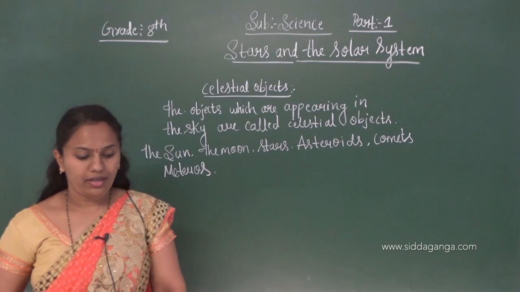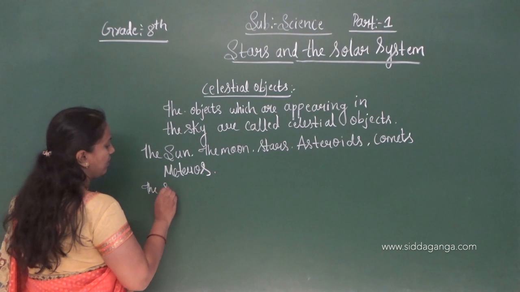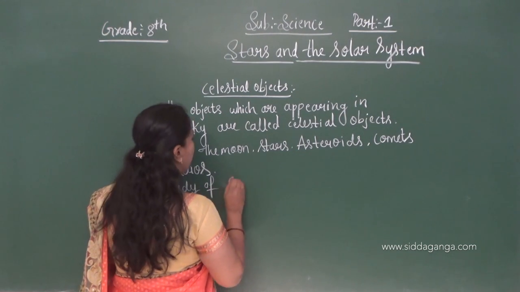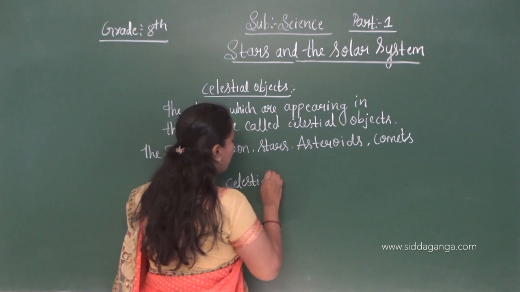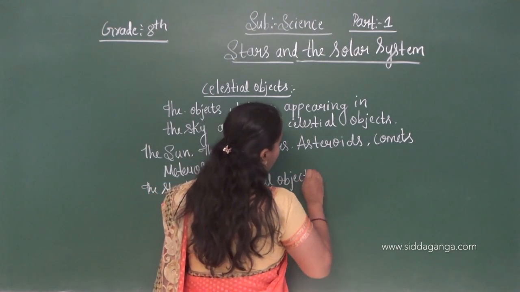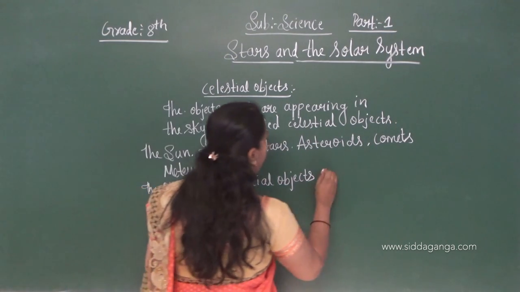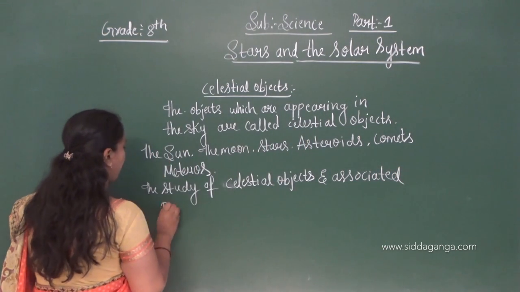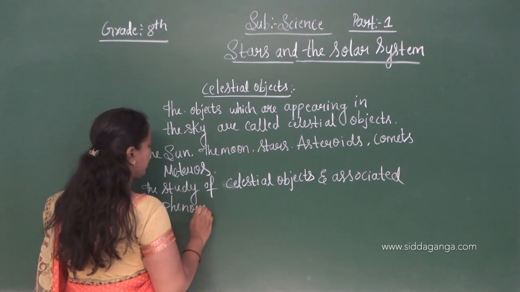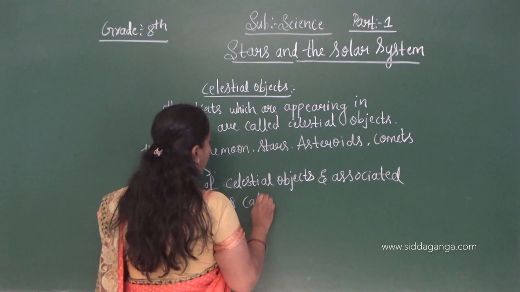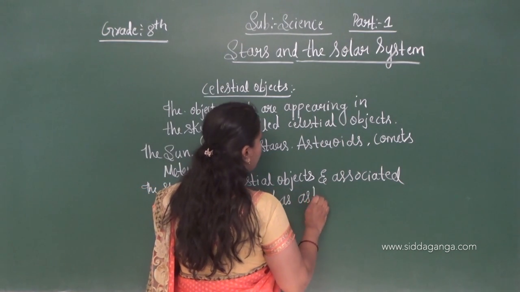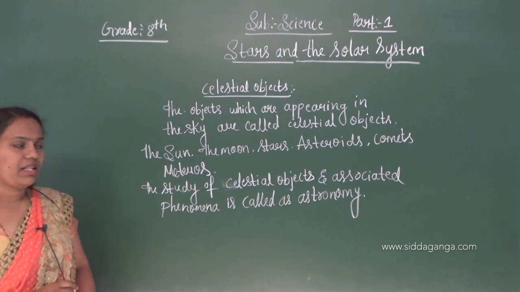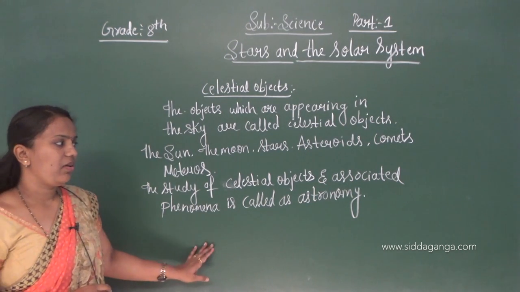We call it astronomy. Okay, so the study of celestial objects, the study of celestial objects and associated phenomena, it's called as astronomy. Okay, so the study of celestial objects and associated phenomena is called as astronomy.